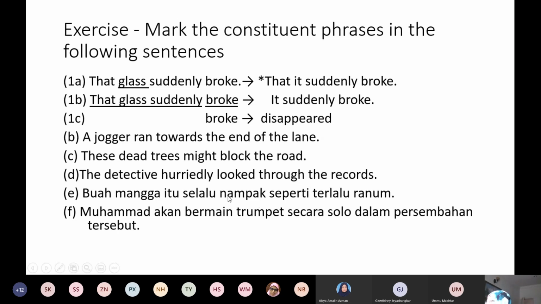Okay, thanks Kartini. Ada orang ada soalan? Doctor, so just to confirm, there's 6 constituent in that sentence, is it? 1, 2, 3, 4, 5, 6. Yes. Okay. Thank you. Okay, F.